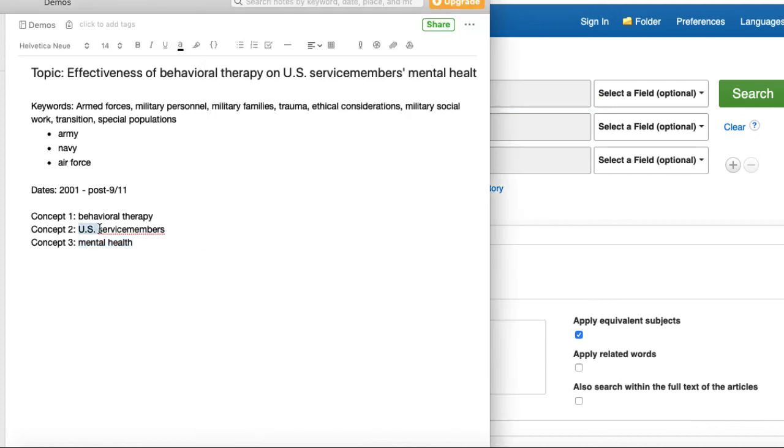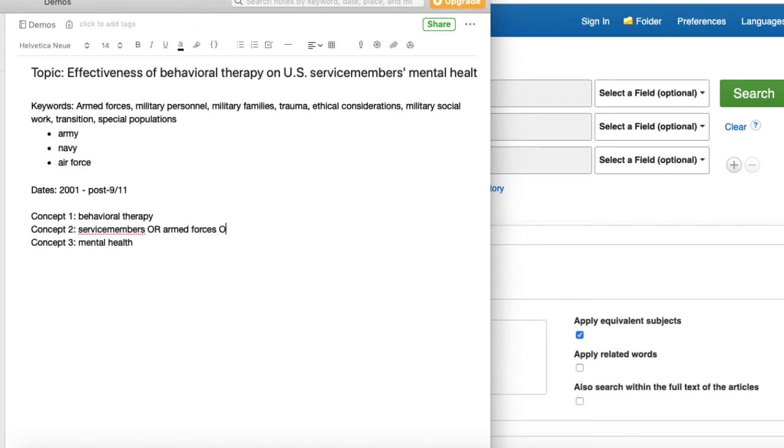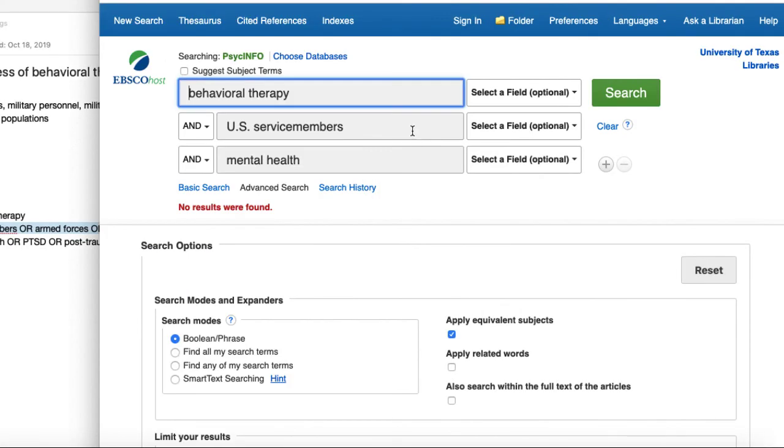Instead of US service members, and I'm actually going to go ahead and get rid of that US, and I'm going to do service members. I'm going to type an "or" in here because then that'll make it easier for me when I'm just going to plug it into the database. And then I'm going to start including some of these other ones. I'm going to go ahead and pull those into my search now.